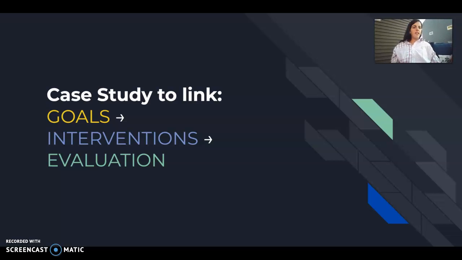All right, we have a little activity, case study kind of thing to help you understand how to link your goals to interventions and then incorporate evaluations.